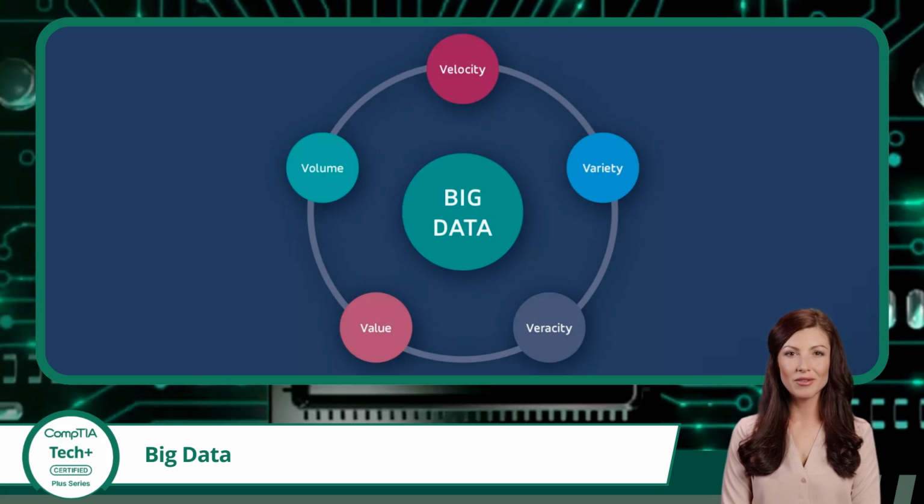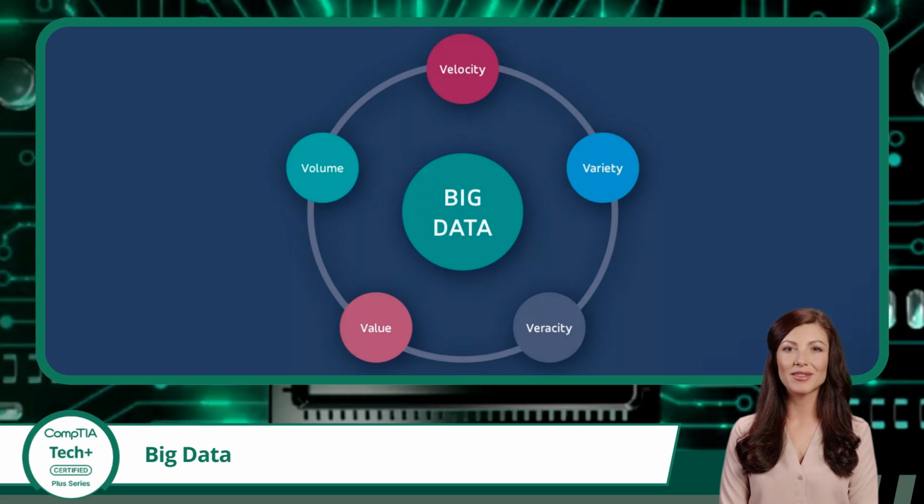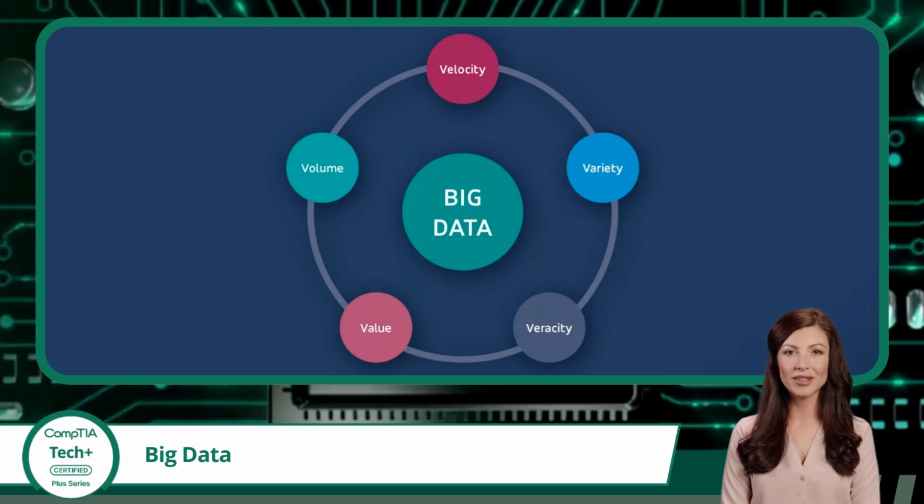Next is velocity, the speed at which data is being generated and needs to be processed. Think about real-time updates like stock prices, live sports scores, or streaming activity.